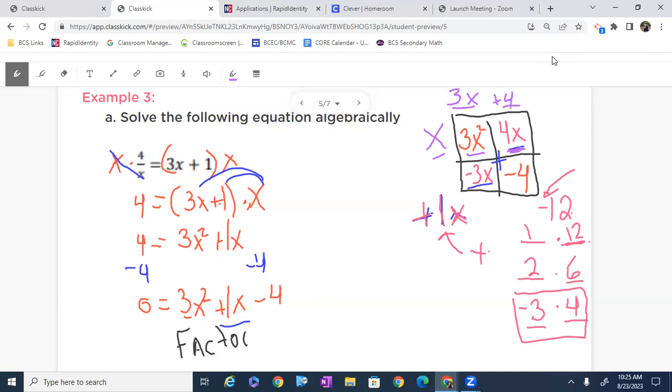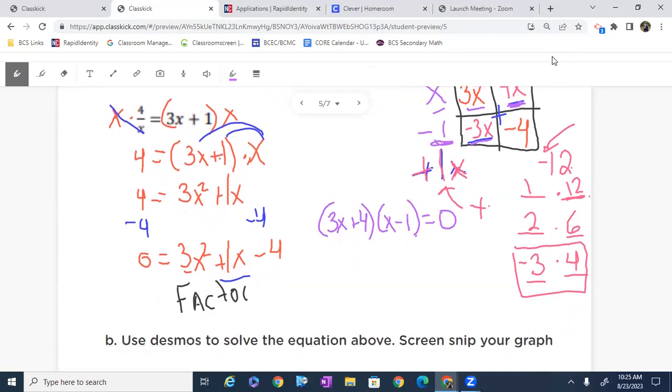And then I'm going to do the same thing. 3x times what is negative 3x? Well, that would be negative 1. So that gives me my binomial sets. 3x plus 4 is one of them. The other set is going to be x minus 1. And I'm going to set it equal to 0. All right, so now they're set equal to 0. So we're essentially back at this same part right there, except it's just written in factored form.